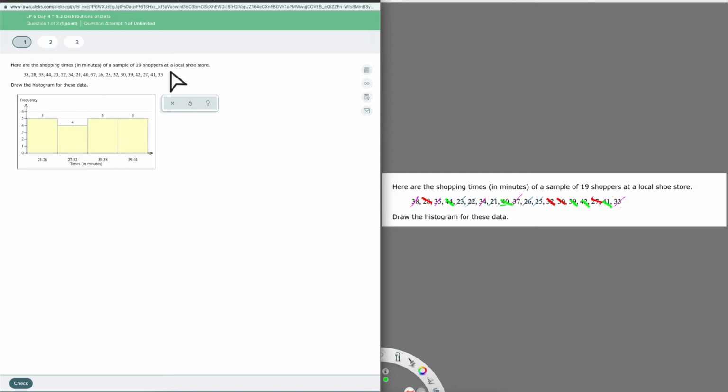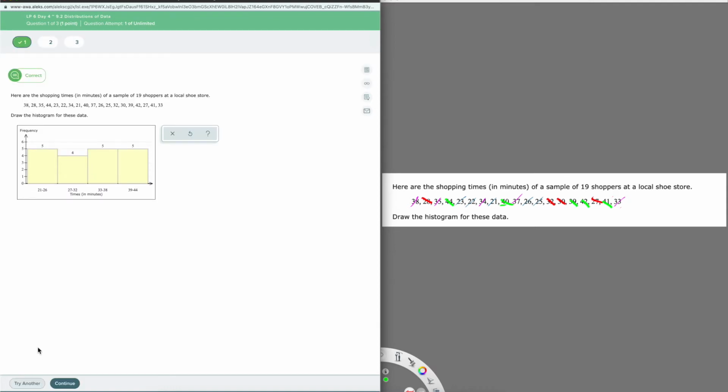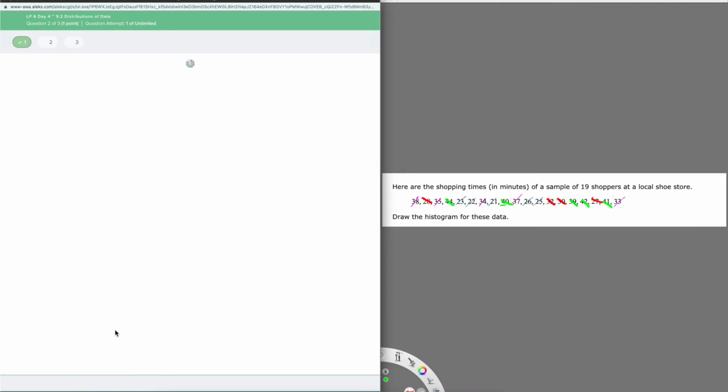And I do, in fact, have 19 there because 5 plus 5 plus 5 is 15, plus 4 more is 19. So I at least have the correct number of values. Doesn't always mean that I counted correctly. I could have accidentally put 1 or 2 in the wrong interval, but we just want to make sure that we're paying attention there.